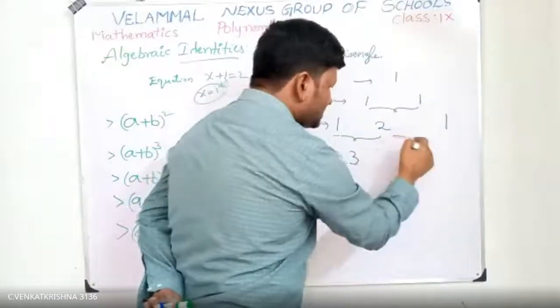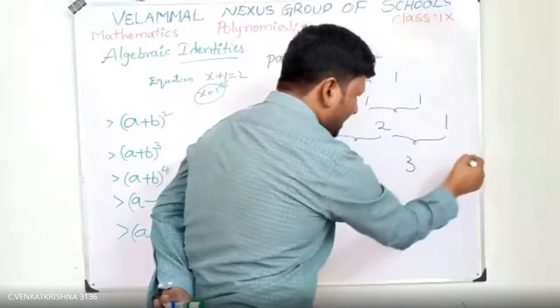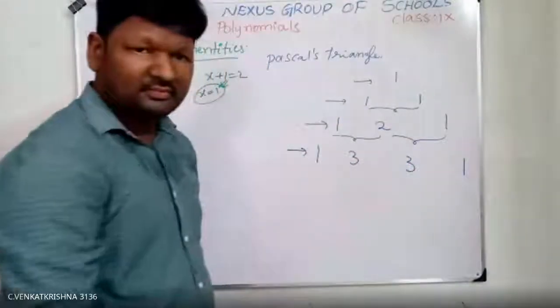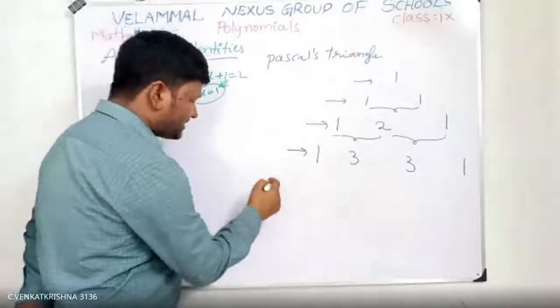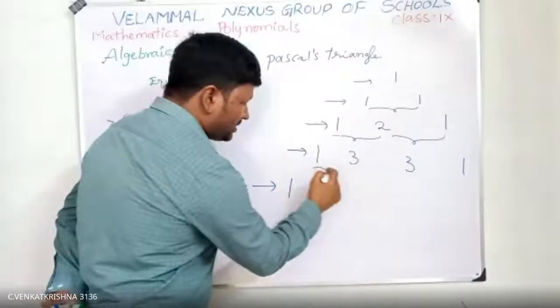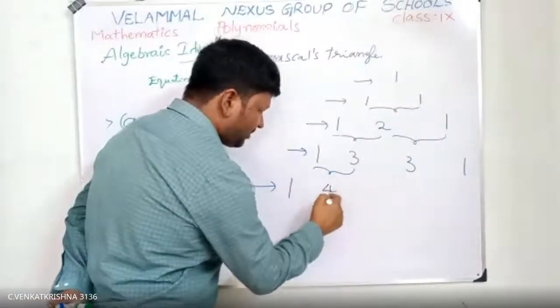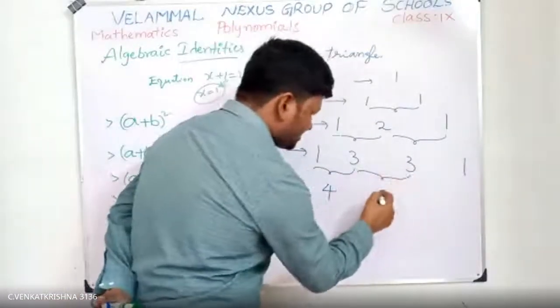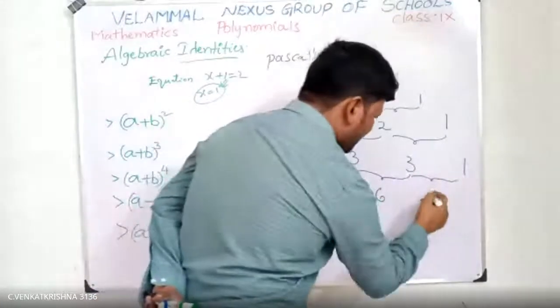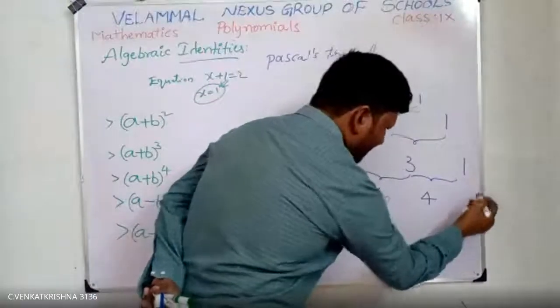3. These two sum is how much? 3. Again end by 1. Next row, if you want to write next row, here 1. These two sum is how much? 4. These two sum is how much? 6. These two sum is how much? 4. Again end by 1.